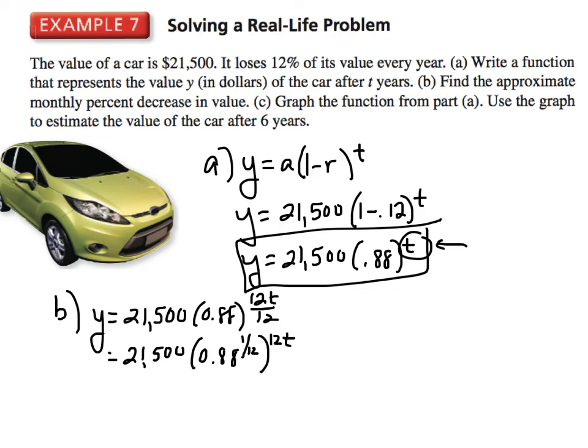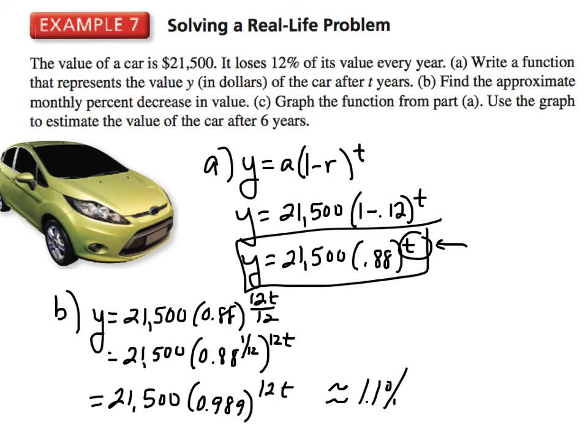Now, if I simplify this, 21,500 times approximately 0.989 to the 12t power. The monthly rate of decay is about what? Well, we know 1 minus something gives you 0.989. So it's approximately a 1.1% decrease in value monthly.